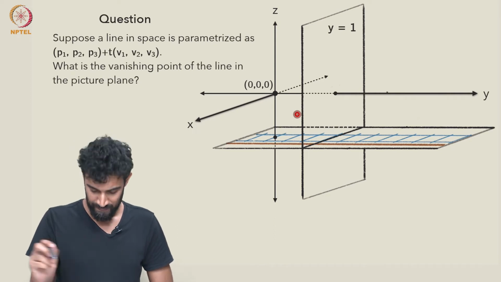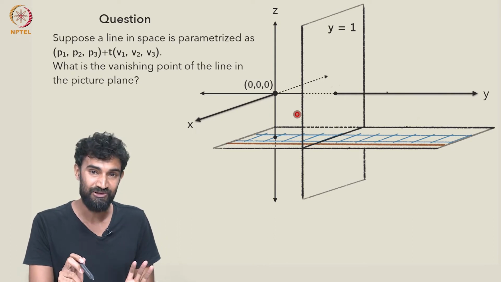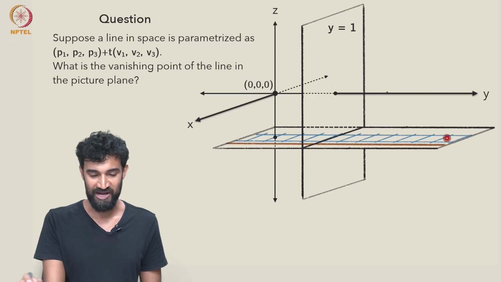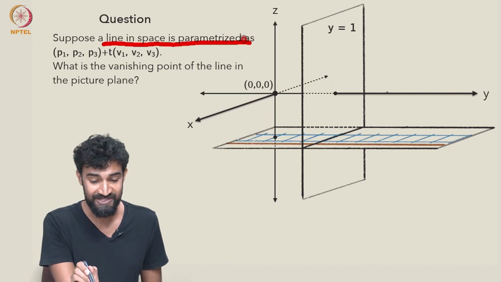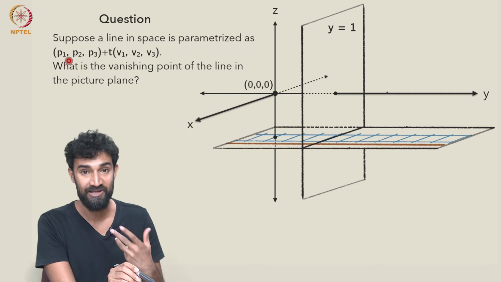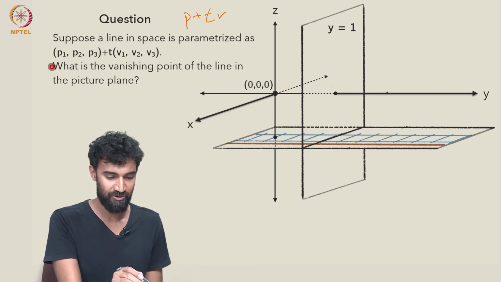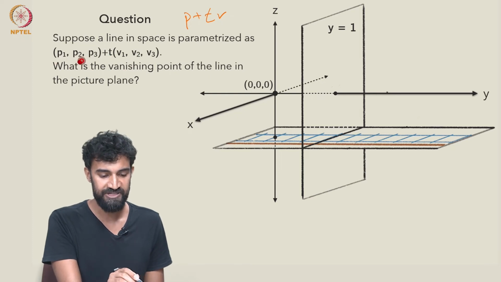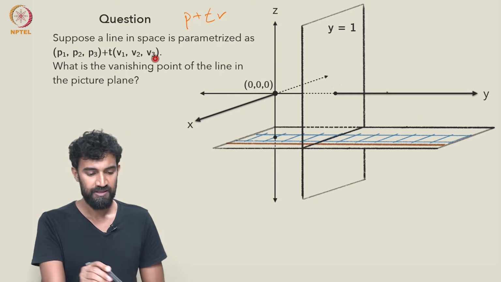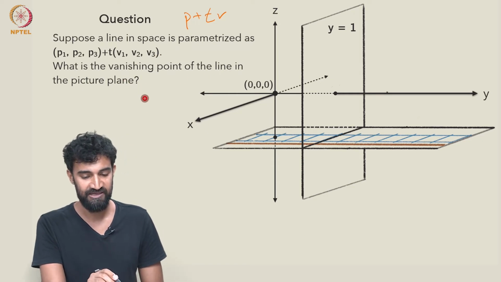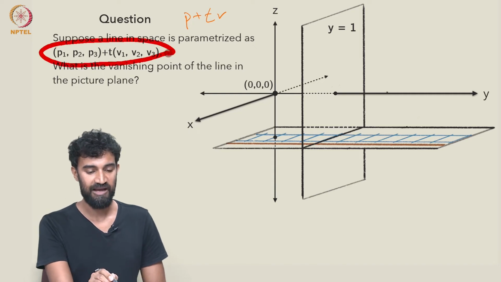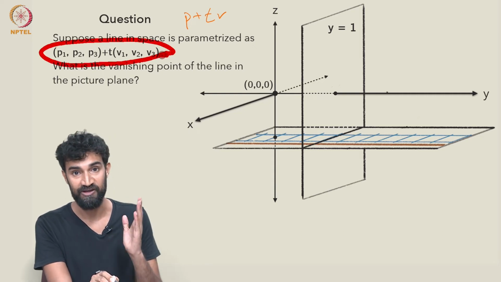So I want to give a slightly more general question. Forget these railway tracks now. Let's just take a general line in space, which is parameterized by p plus tv. Or, writing it out a little bit more carefully with the x, y, and z coordinates, p1, p2, p3 plus t times v1, v2, v3. What is the vanishing point of the line in the picture plane parameterized by this expression here as we vary t?